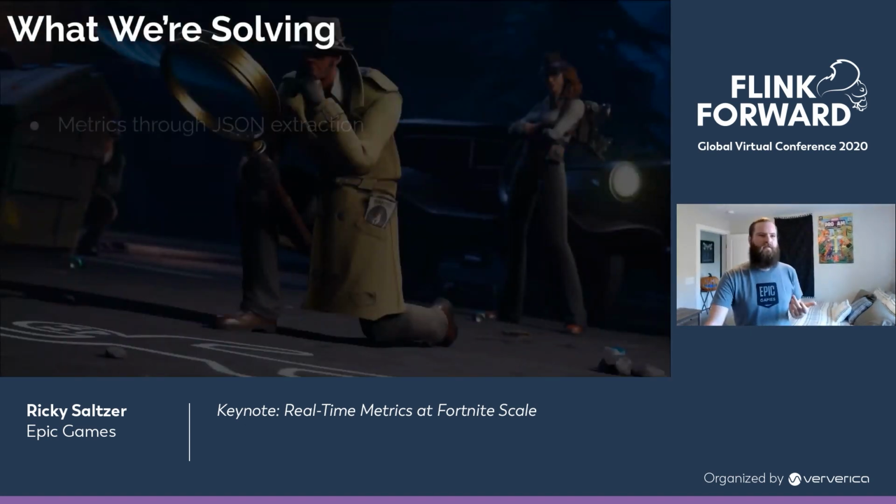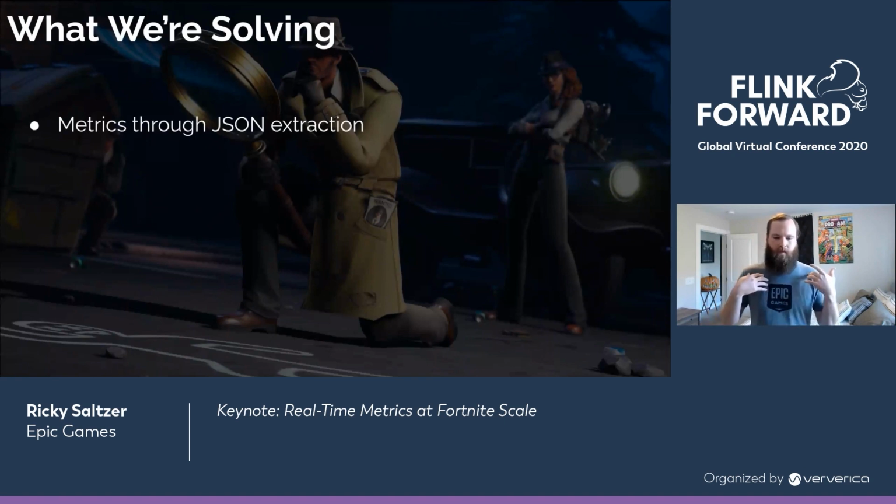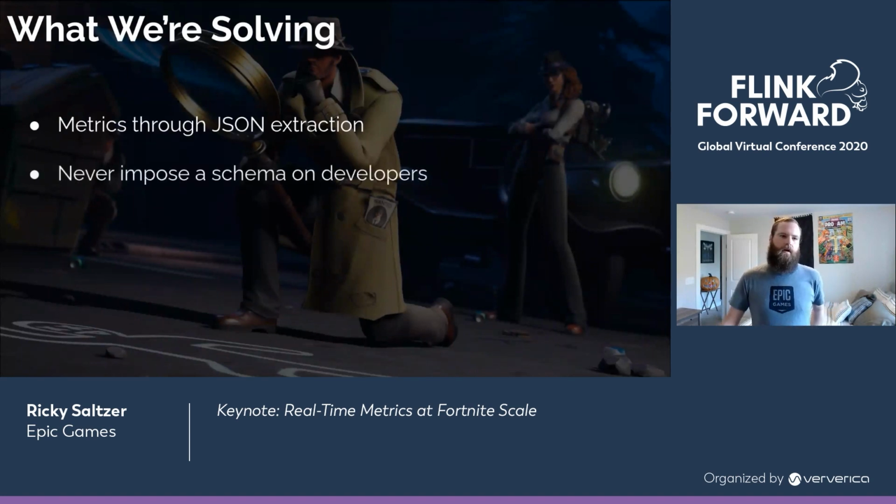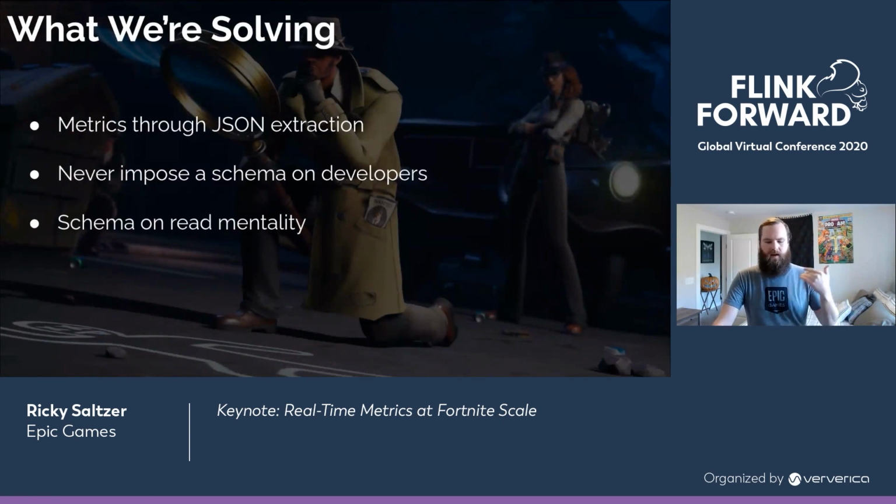So, what are we trying to solve? We're trying to solve metrics through JSON extraction, meaning we have some arbitrary JSON being sent to us, and we want to extract some sort of meaningful metric out that we can take action on. We never want to impose a schema on the developers, which is one of the hardest parts, but the most important part. We have this schema-on-read mentality, where we're not telling the developer that you must fit to this schema in order to use our product. You just send us whatever, and we can figure that out after.